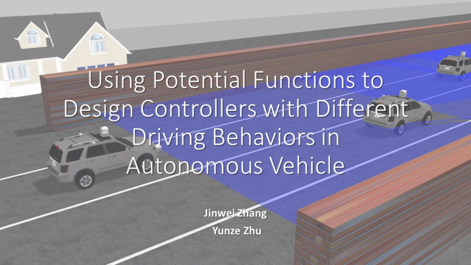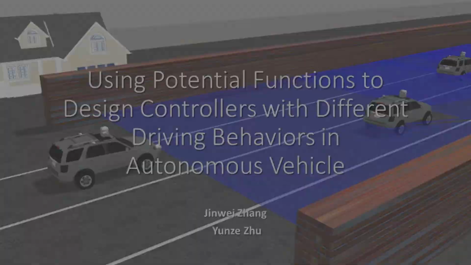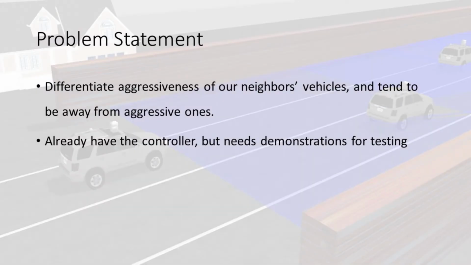In this video, I'm going to show you the project we've done last summer. This project is about controller design for autonomous vehicle. When we are driving on a highway, we may encounter some drivers in our neighbor's car that may drive aggressively or evasively. For safety, we usually differentiate neighbor drivers' aggressiveness and avoid the aggressive driver's vehicle that is close to us. The way of implementation can be also used on autonomous vehicles.